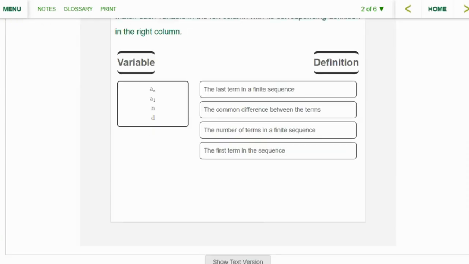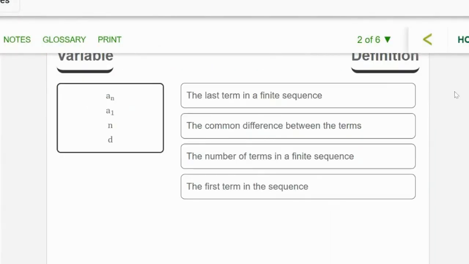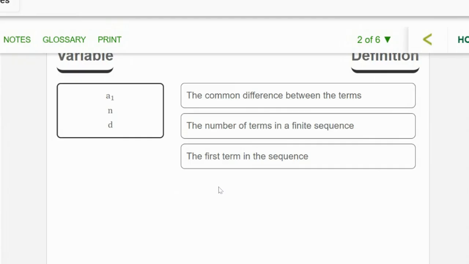All right, let's review this real quick. This is just our vocabulary to make sure we still remember what's what. The last term of a finite sequence, because we just looked at sequences, so you should have a good idea on this. The last term, would that be D, A sub 1, or A sub n? Well, the last term would be A sub n. If we have a 6-term series, A sub 6 would be the last term. All right. The common difference. What's the difference between each term? That's D. We use that in our formulas. D is the common difference.